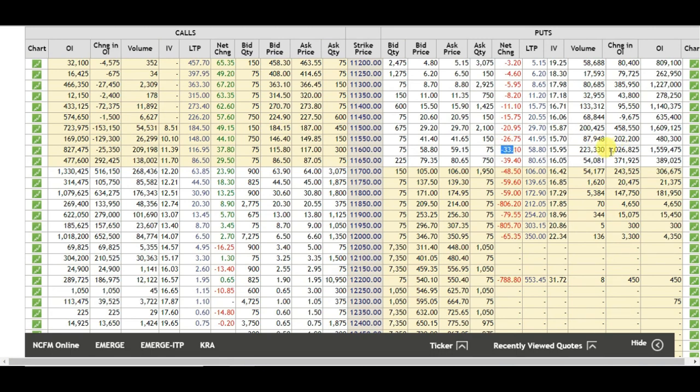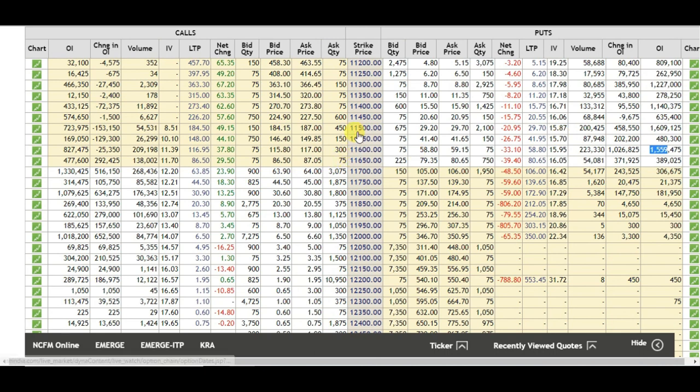Now if we see further downside at 11,600, we can see the net change is minus 33, the change in open interest is almost 1 million records, and the cumulative open interest is 15 lakh contracts. So 11,600 is going to be a very strong support for Nifty for the 21st of October. The reason being, we can see a huge amount of contracts has been added at 11,600.